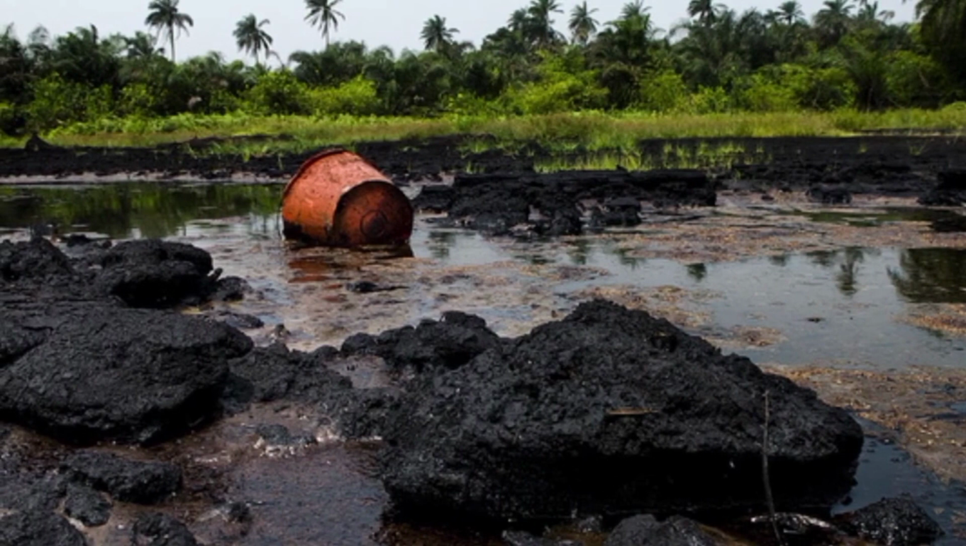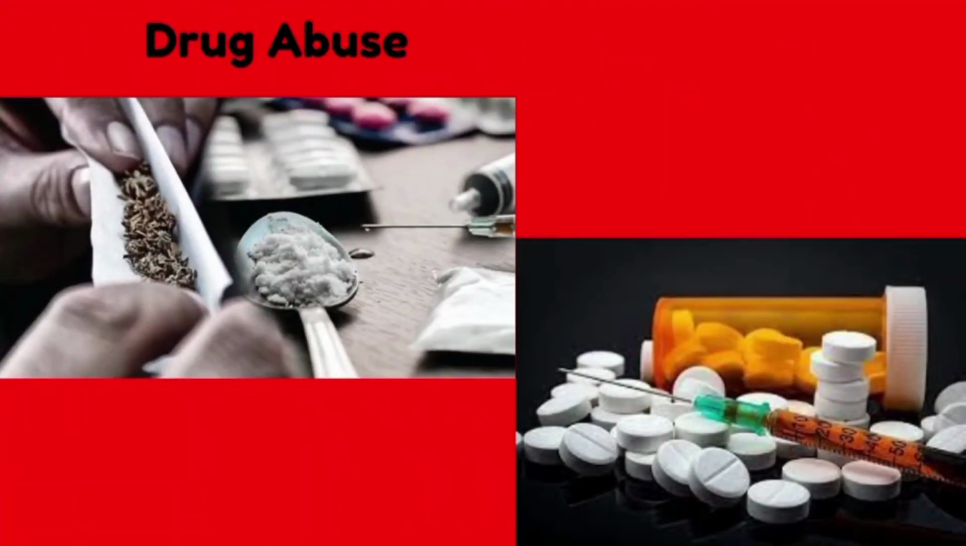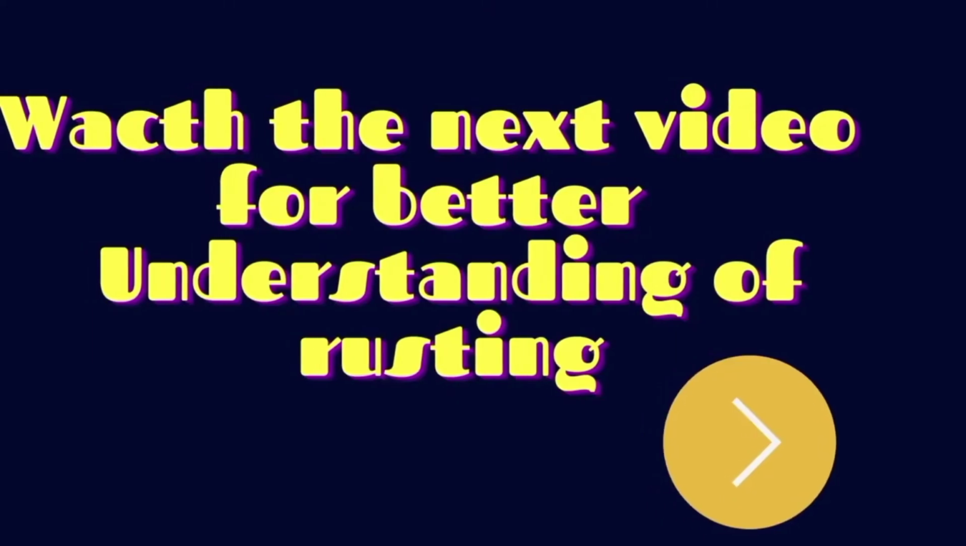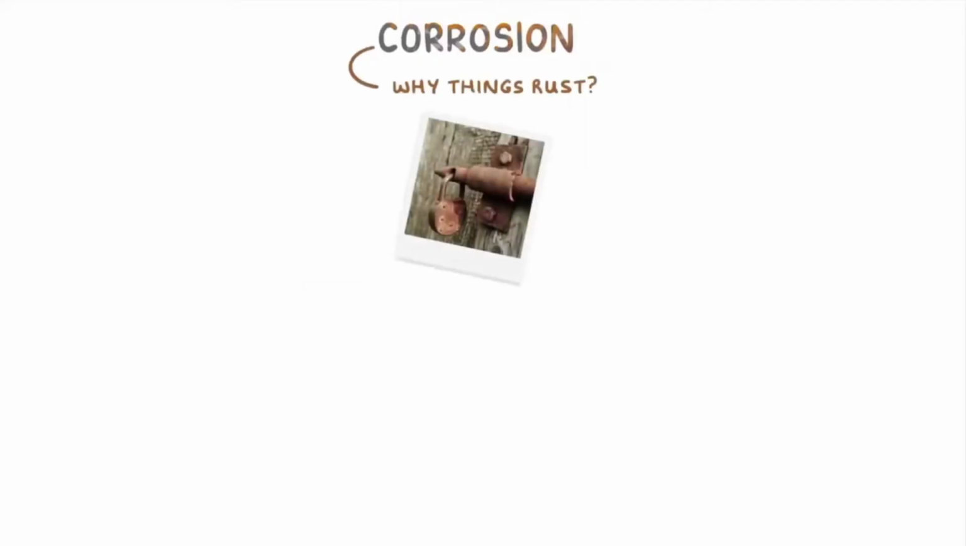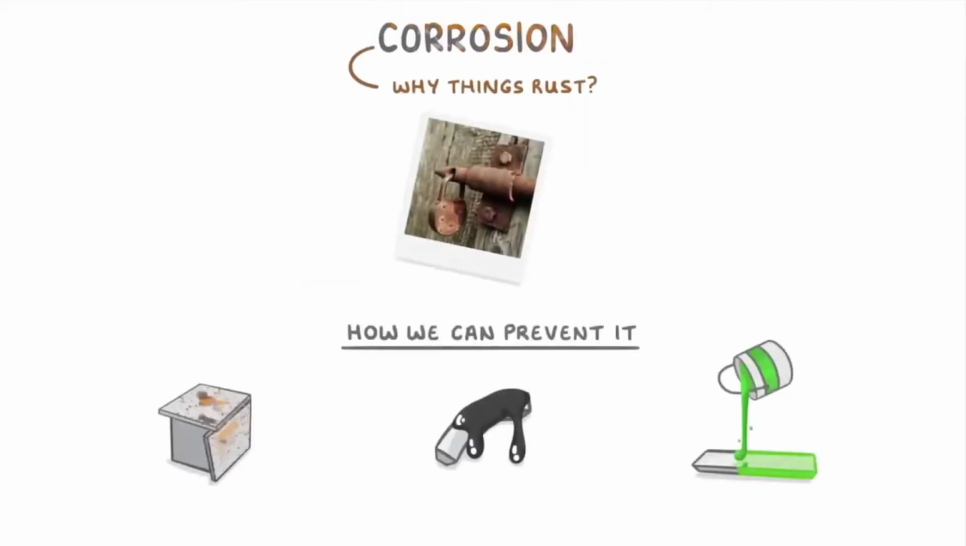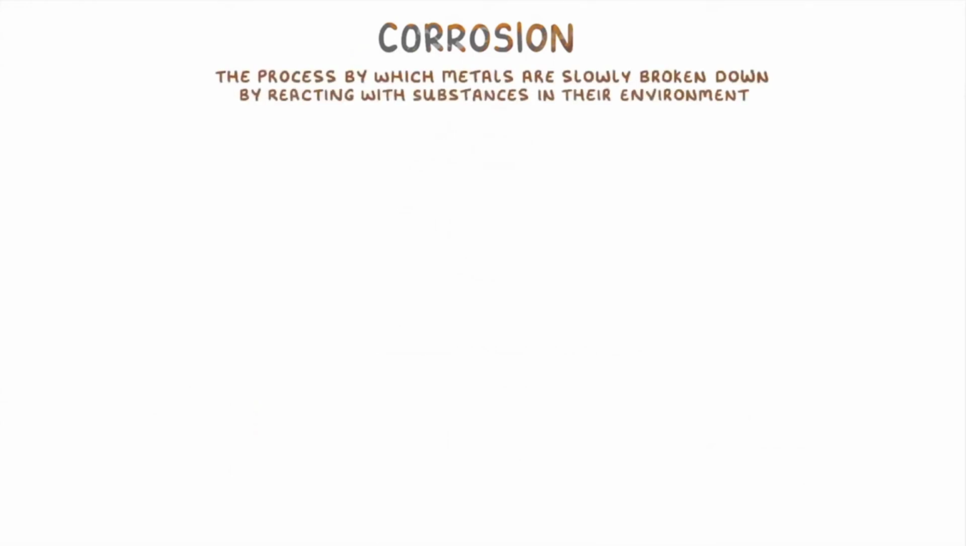Number 2 is drug abuse. Drugs such as cocaine, heroin, morphine, because they have excitement effect on human brains, which also damage the brain, are being used by certain individuals, okay? Number 3, we have corrosion, which is the process in which metal break down slowly by reacting with oxygen and water in the environment, okay?